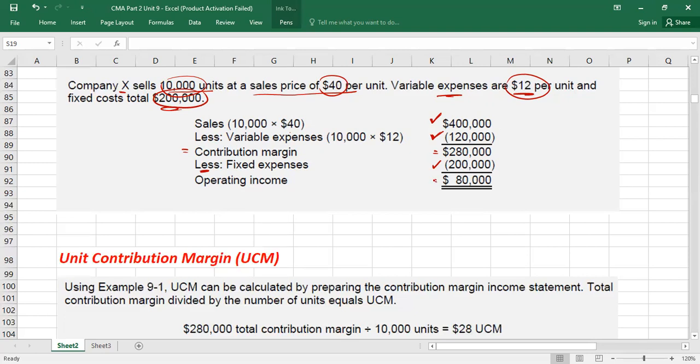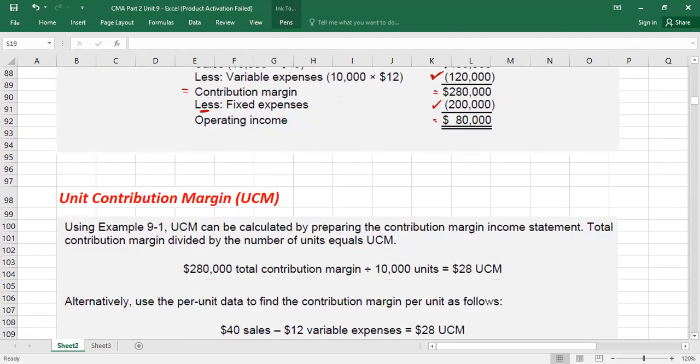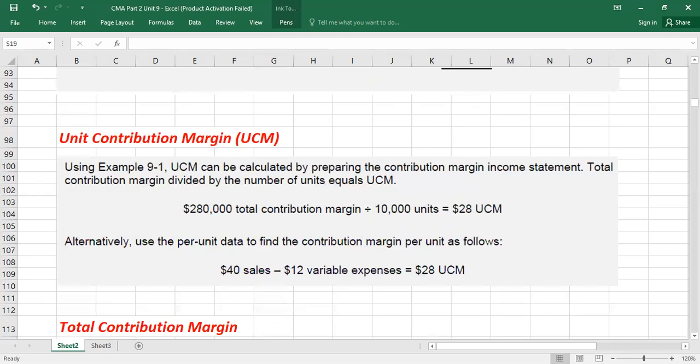But here we go now. So then, what is the break-even point? First let me explain other terminologies, then we'll move to the break-even point, because these concepts are going to be used in your break-even analysis. The first term you should remember is unit contribution margin.